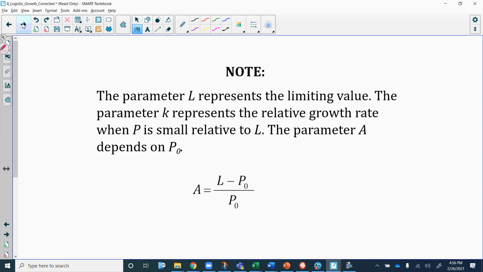Now, this side note in the notes tells us that the parameter L, the limiting factor, or the carrying capacity, represents a limiting value. The parameter K represents the relative growth rate when P is small relative to L. And the parameter A depends on the initial value, P naught. For logistic functions, we can identify the value of A in the overall general solution to be the limiting factor minus P naught, divided by P naught.